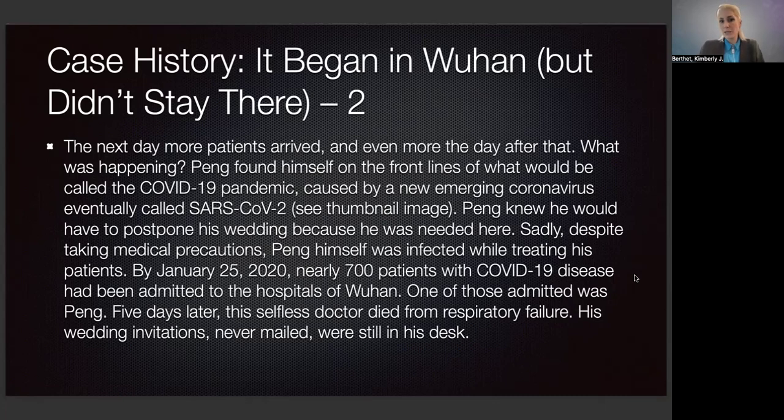So again, COVID-19 has affected us in all different ways. I think this personalized story is something of interest because Peng died without knowing that a pandemic even started. So he passed away in 2020 without knowing the outcome of this.